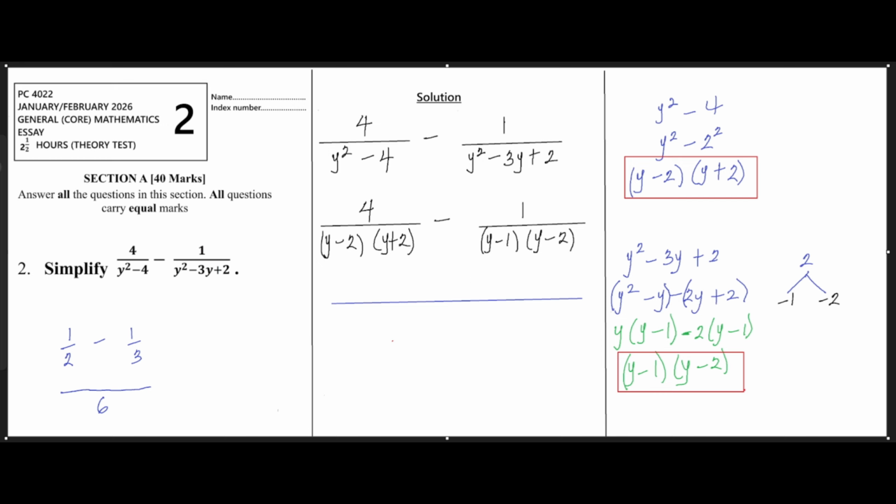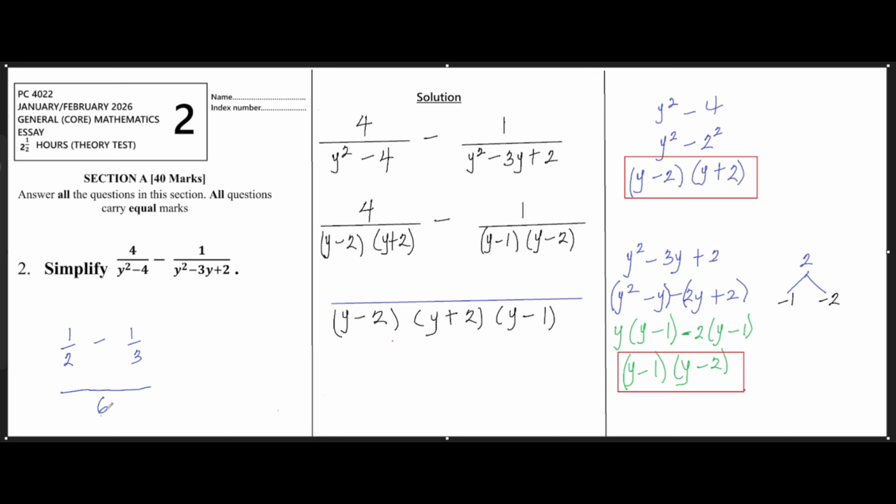So the LCM, we have y minus 2. We are going to write just one of the factors, y minus 2. And again, I could see y plus 2, so multiplying y plus 2. And then finally, I could see y minus 1. So this is the LCM for the denominators.